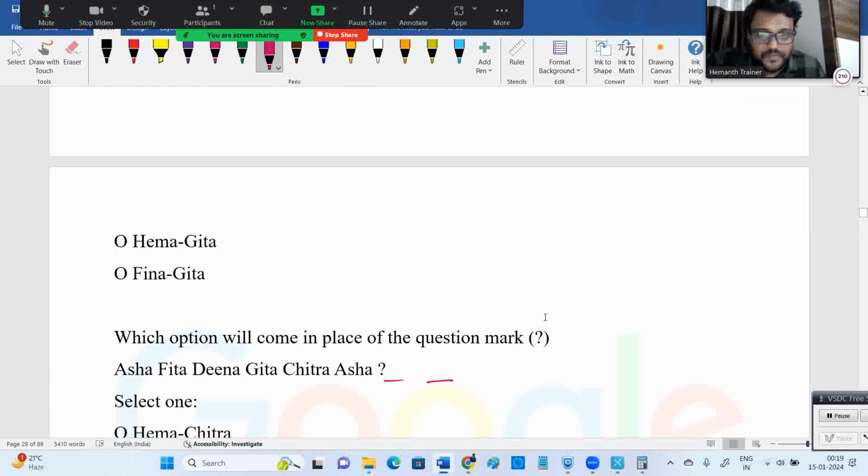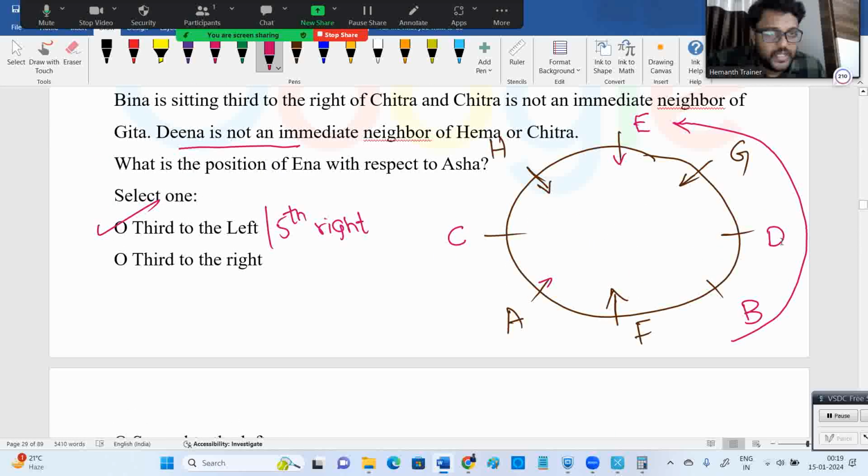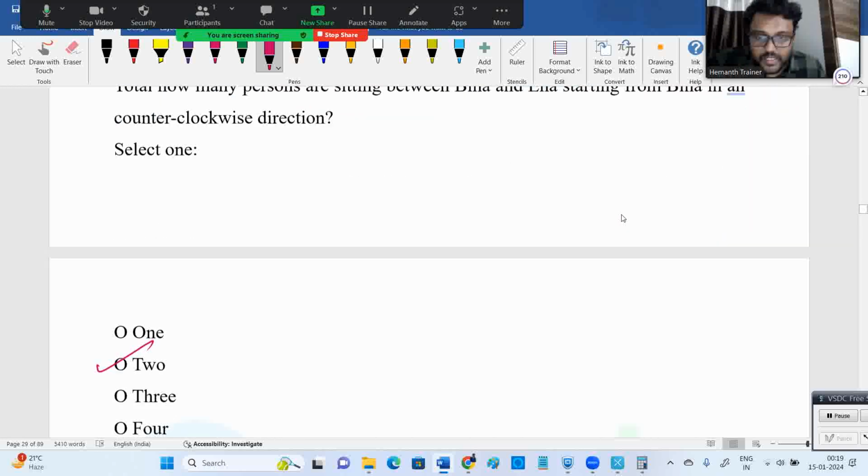That sequence: Asha, Feeta, Dina, Geeta. Fine, Bina missed here. Asha, Feeta, Dina, Geeta. Okay. After Dina, Geeta, here, after two, they left one person, Dina, Geeta.